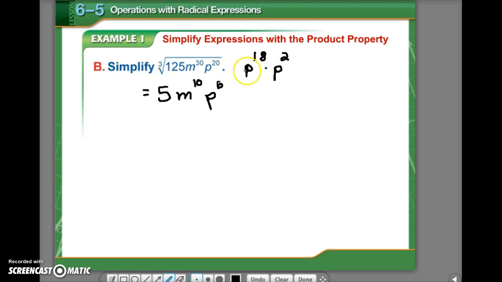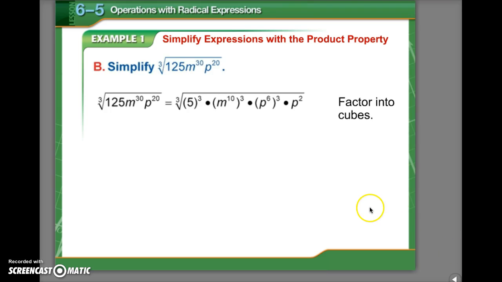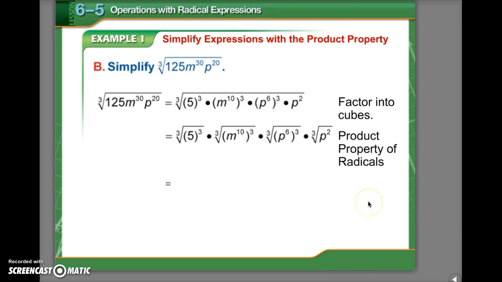And then I'm left over with this. So if I have all of this stuff under a cube root, I'm going to be left over with the cube root of p squared. So this is my final answer, and let me make sure that they get the same thing. And it looks like they got the same thing. 5m to the 10th, p to the 6th, times the cube root of p squared. Same answer.